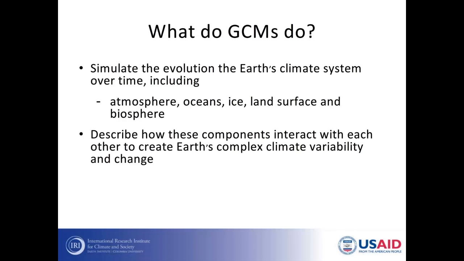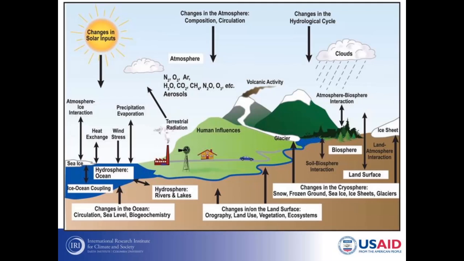GCMs simulate the evolution of the Earth's climate system over time, including the atmosphere, oceans, sea ice, land surface conditions, and the biosphere. They describe how these components interact with each other to create Earth's complex climate variability and change. This graphic illustrates the complexity of the factors influencing Earth's climate. GCMs vary in their treatment of these factors and may include only a subset of them, depending on what a particular GCM is being used for.